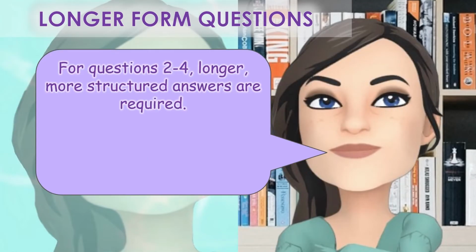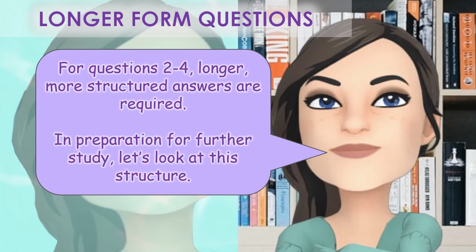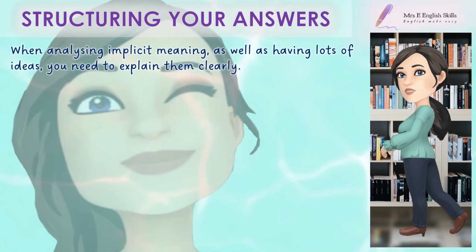For questions 2 to 4, longer, more structured answers are required. In preparation for further study, let's look at this structure. Structuring your answers. When analysing implicit meaning, as well as having lots of ideas, you need to explain them clearly. So let's look at the Point, Evidence, Explain structure, or P.E.E.